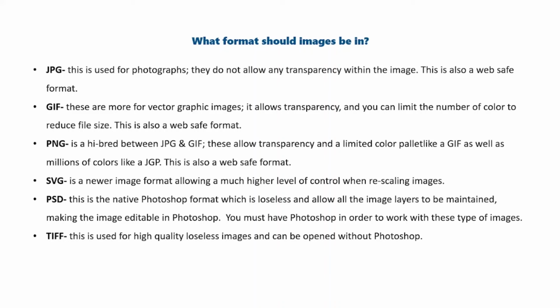PNG, these are the hybrid between the JPEG and the GIF. These do allow transparency. They allow limited color palettes, but you can also have it work like a JPEG in that it will accept millions of colors or display millions of colors. And again, this is a web-safe format. SVGs are the newer image format with super small file sizes. They allow for a much greater range of control when you are rescaling images so that they can be used in many, many different formats.